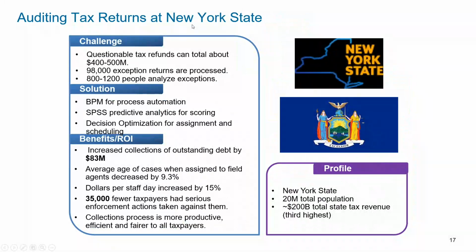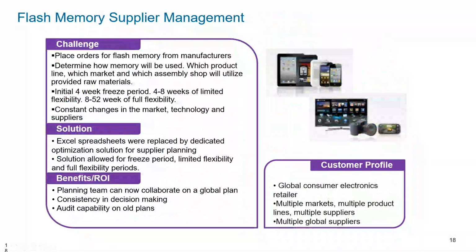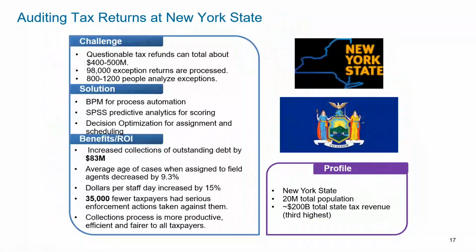Now, again, tax. This is again an interesting one, for New York State. The challenge was that you have some questionable tax refunds, and 98 exception returns are processed, and they had many people to analyze the exceptions. By doing business process management for the automation, SPSS for analytics and decision optimization for the assignment and scheduling. So what you achieve here, you achieve better assignment of the returns to the right auditors.